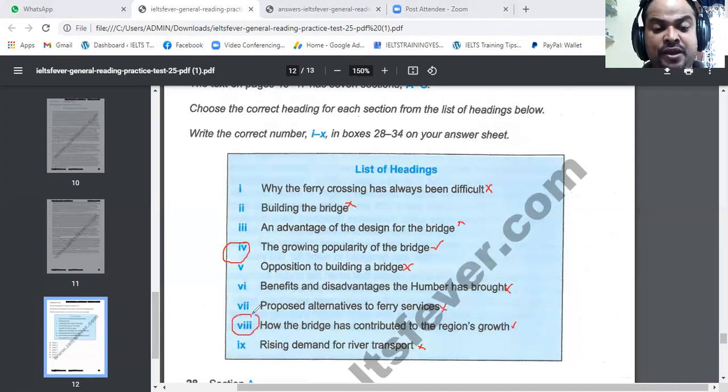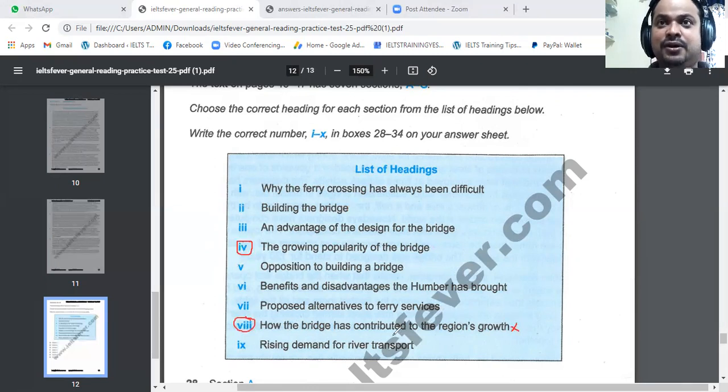Option number 2, how the bridge has contributed to the region's growth. So I do have something on region's growth, and I do have something on growing popularity. Let's look at the thing again here and let's confirm. Before you conclude, I have to find out, is there any other option? I know this is 80 percent correct, this may be 20 percent correct, but I need to eliminate this particular thing. So in order to do that, I need to cross check. Let's go ahead with that.